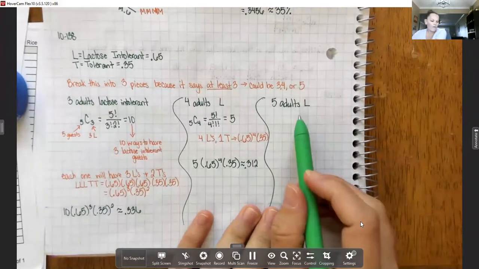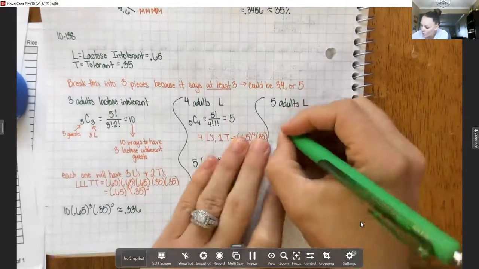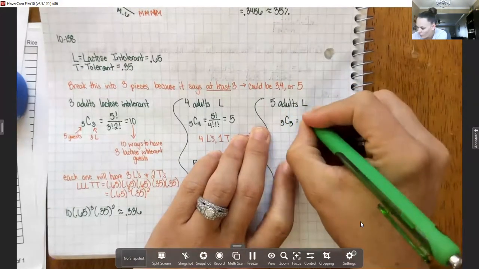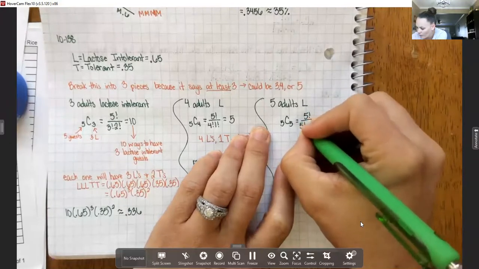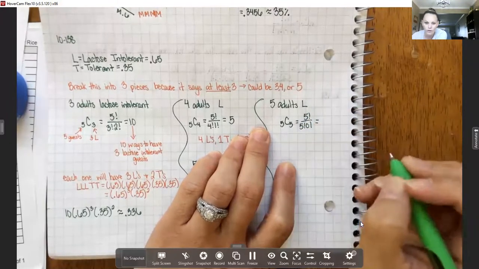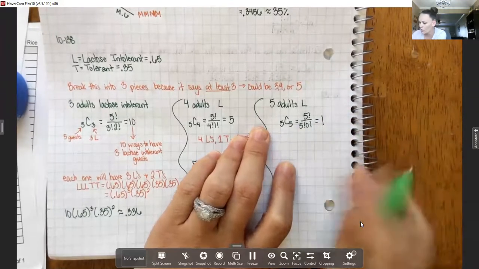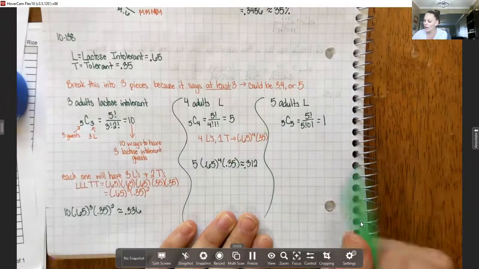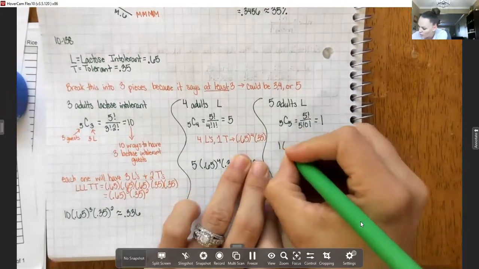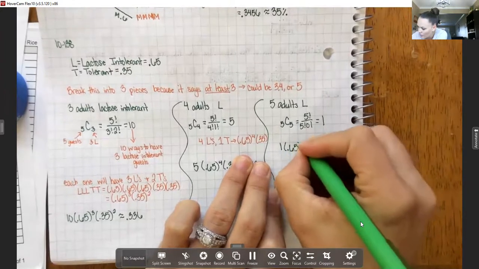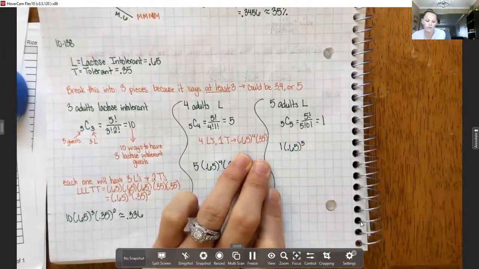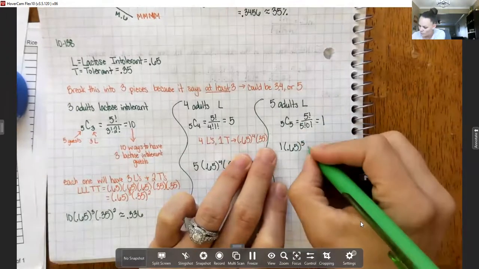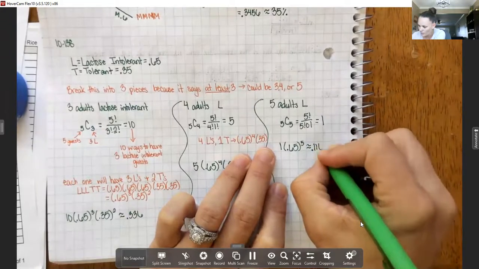And then if we want all 5 adults lactose intolerant, or we want to know that probability, that's 5 choose 5, which is 5 factorial over 5 factorial times 0 factorial. 0 factorial is just 1. There's only one way. In our list, we would only have one thing with all L's. In every spot an L, so this would be 1 times 0.65 to the power of 5. We wouldn't have any of the 0.35s. This is about 0.116.